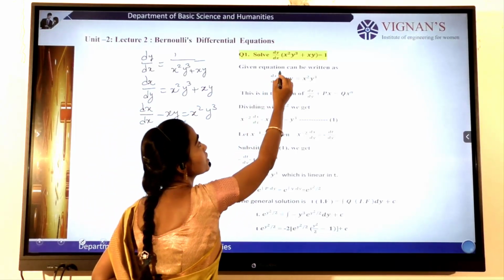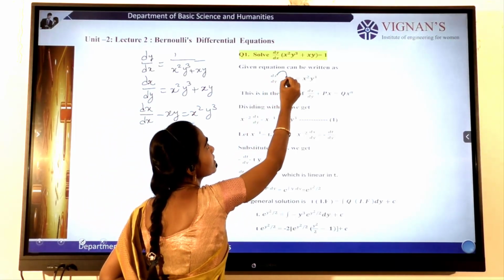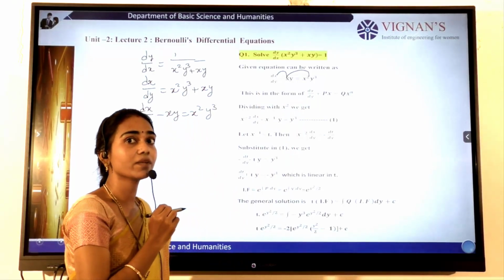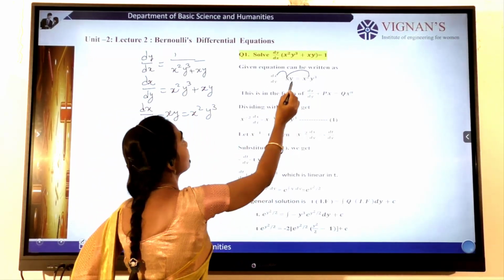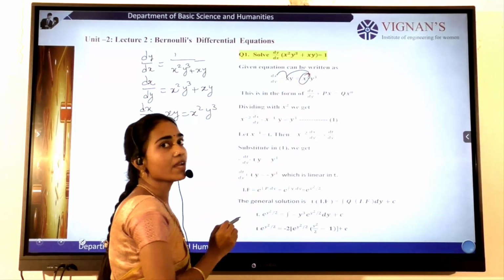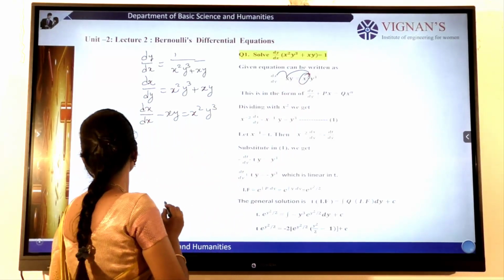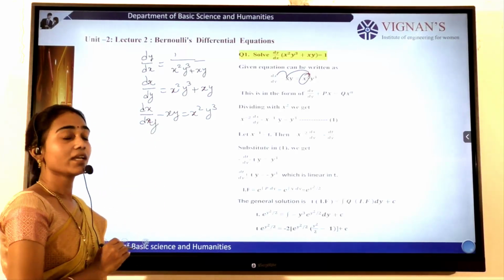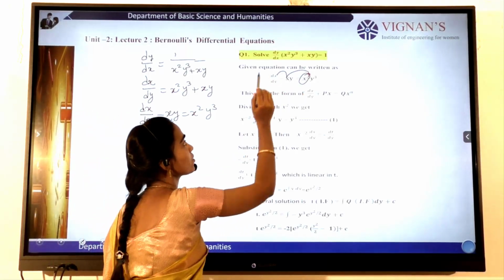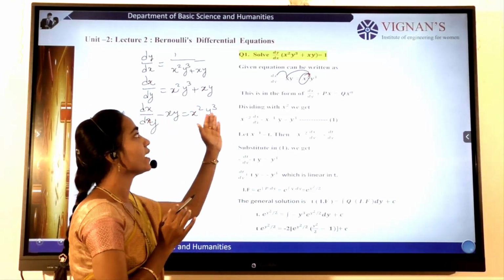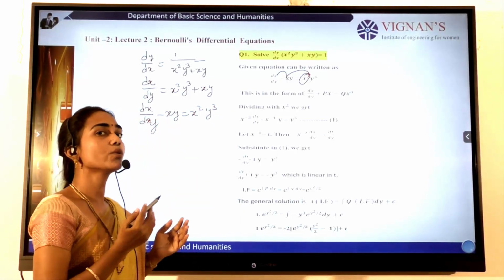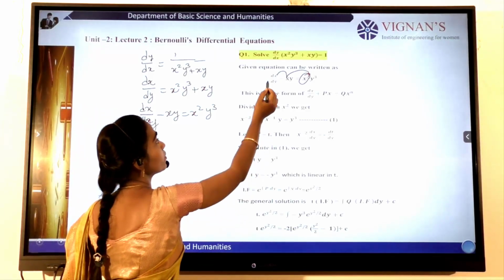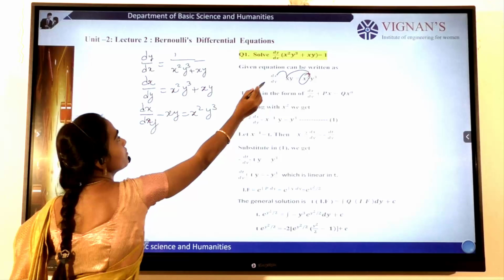Now observe this equation. Here we have a dependent variable x, and on the right hand side we also have x. What is the extra term here? Here we have an extra term x square. So we have to divide the entire equation by x square to convert the equation into a linear differential equation. So let us divide the equation by x square.